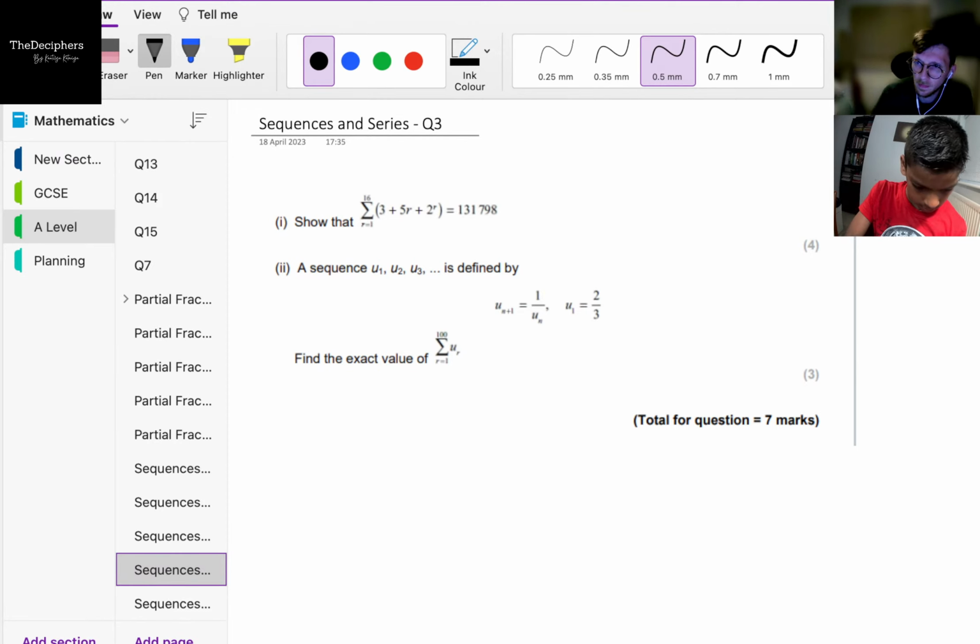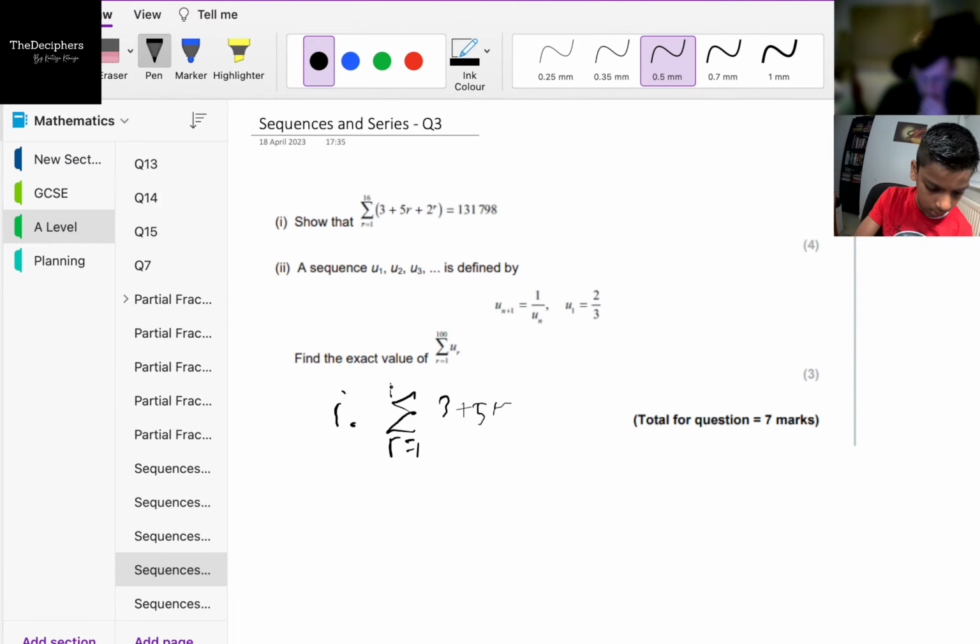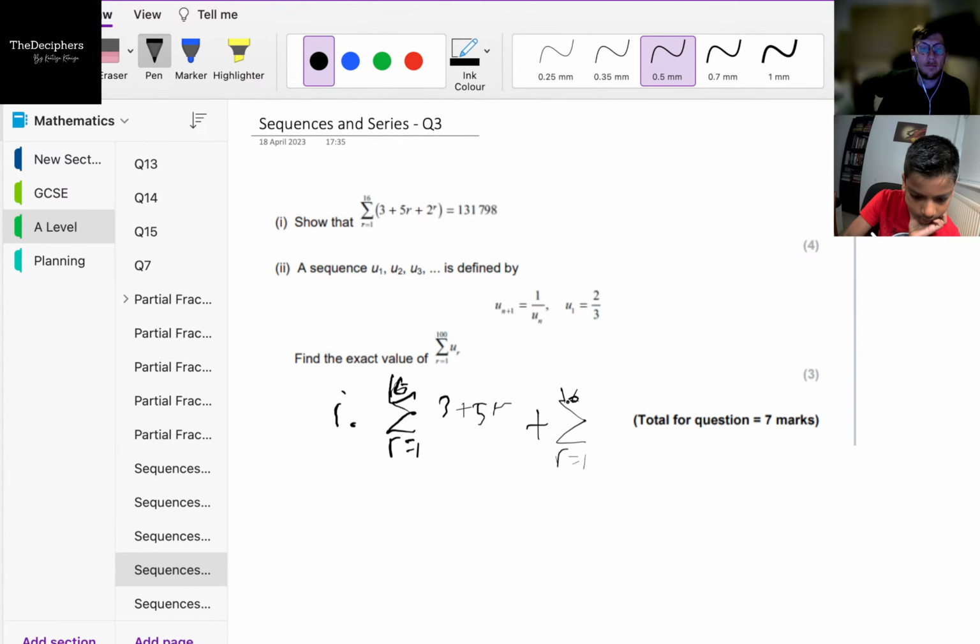So 3 plus 5r plus 2 to the power of r, we can separate that into 2. So it's the sum from r equals 1 to 16 of 3 plus 5r, plus the sum from 1 to 16 of 2 to the power of r.